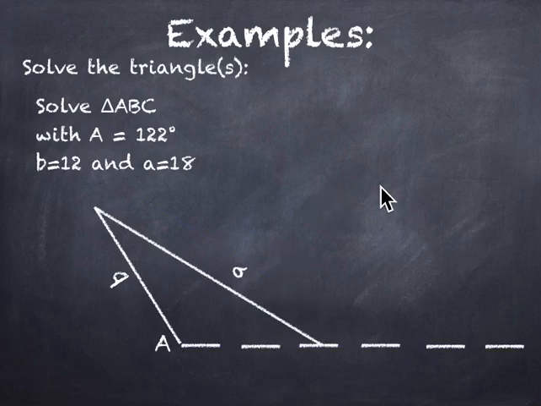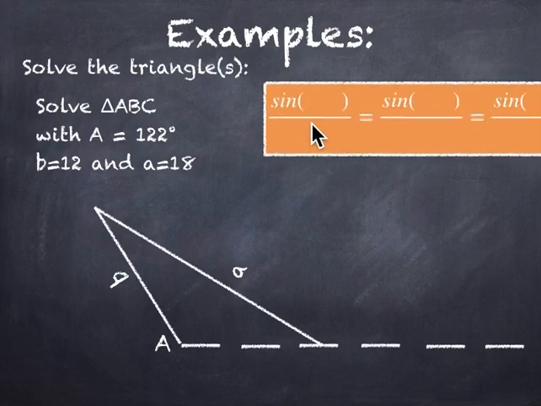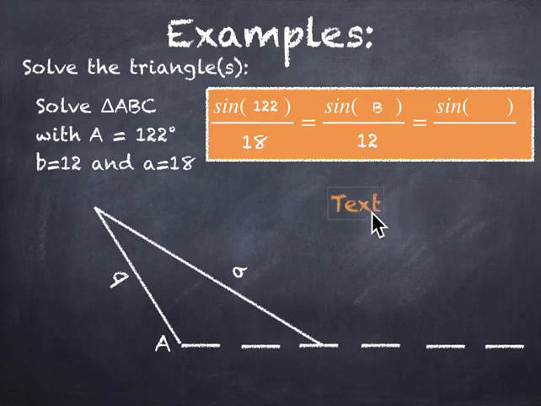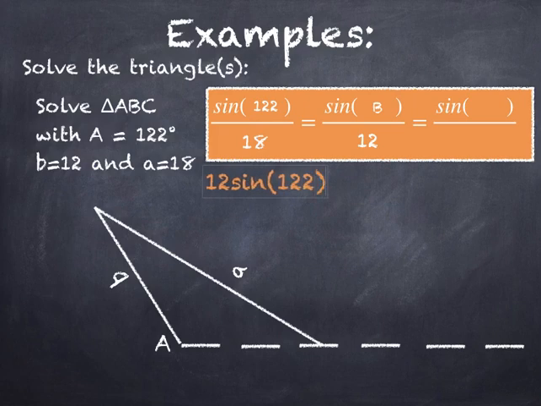So how do we find that triangle? Well, we can use the law of sines, and we can fill in the information that we know. We know angle A is 122 degrees. We know that side A is 18 units long. We don't know angle B. And we know side B is 12. We'll eventually get into angle C and side C, but for now, we have to look at this proportion and find angle B. So if we write an equation, we know that 12 times the sine of 122 is equal to 18 times the sine of B.